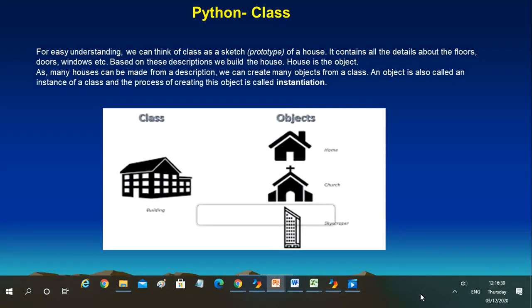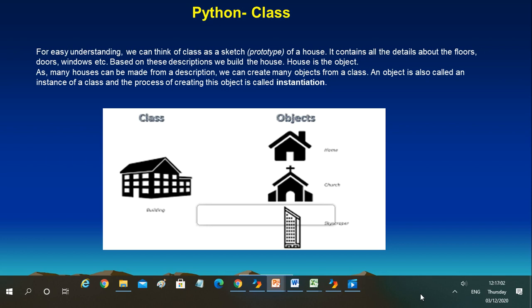Now for easy understanding, we can think of a class as a sketch. Let's talk about another example called house, and it contains all the details about the floors, doors, windows, etc., whatever is there in the house. And based on those descriptions, we build the house. So house becomes an object. So likewise, you can have various objects which we are going to use in different situations. Therefore, the class plays a very vital role in Python programming also.